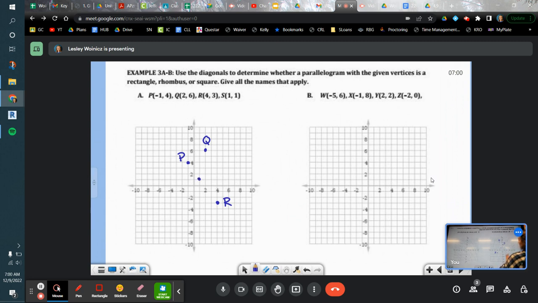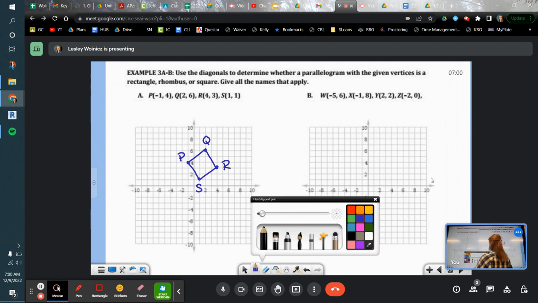Why do I suck at graphing today? 4, 3 is up here, guys. That's why I suck at graphing today. I cannot do positive and negatives to save my life. Okay, it's fine. We'll be fine.